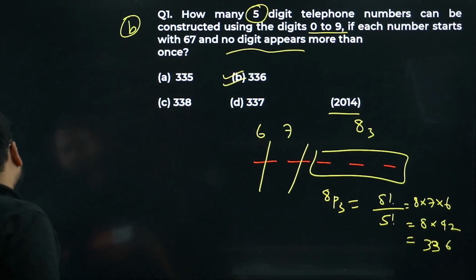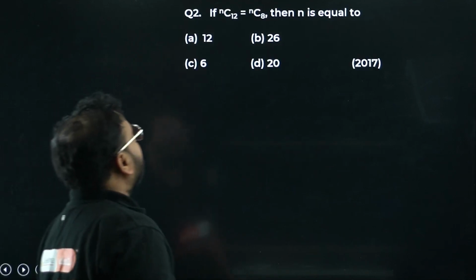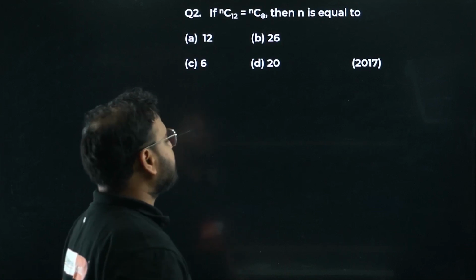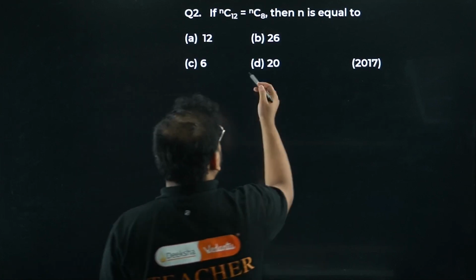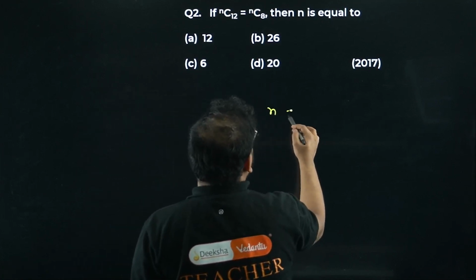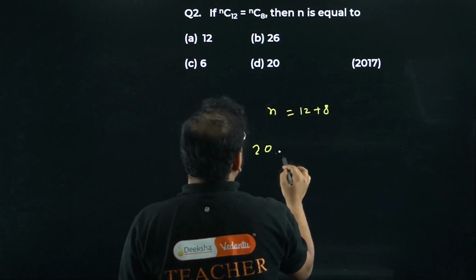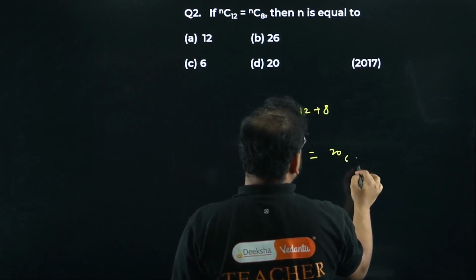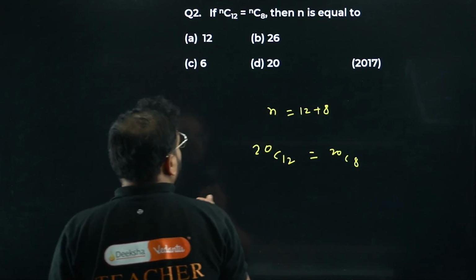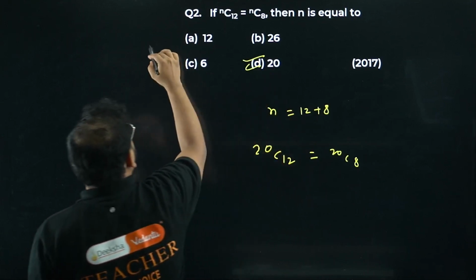1 is done. Now question 2. Now, what are they saying? nC12 and nC8 are equal. This is a simple formula, right? We know that n should be equal to 12 plus 8, then only we can say that 20C12 is equal to 20C8, right? Please check, answer will be D.